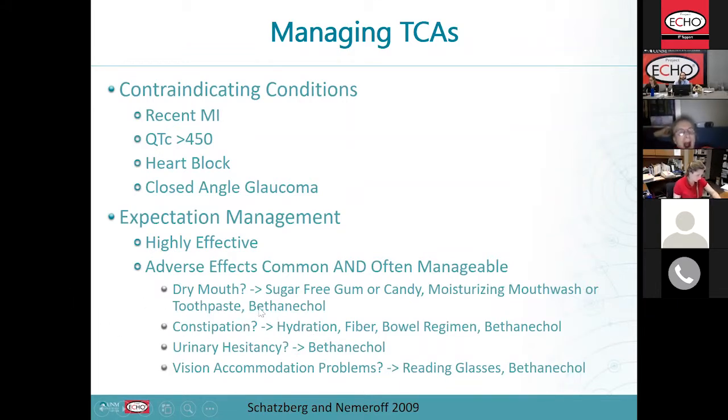If somebody has constipation from a TCA, treat that like you would any other constipation, using hydration, fiber, a bowel regimen if you need to. Bethanechol can be helpful in that instance as well. If somebody has some urinary hesitancy, for example if you're treating somebody with BPH, benign prostatic hypertrophy, and they start to get some urinary hesitancy, you can use bethanechol, or you can more assertively treat their BPH. And if somebody has vision accommodation problems, usually when seeing up close, you can have them use reading glasses, or bethanechol can help with that as well.